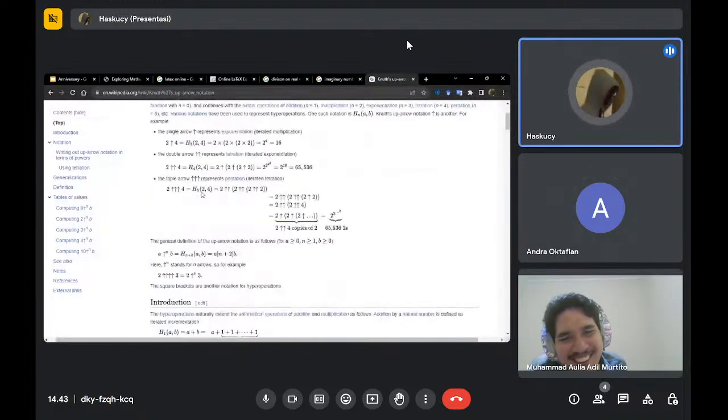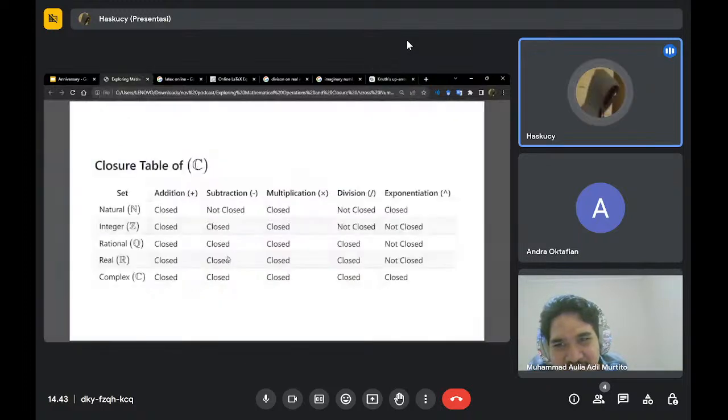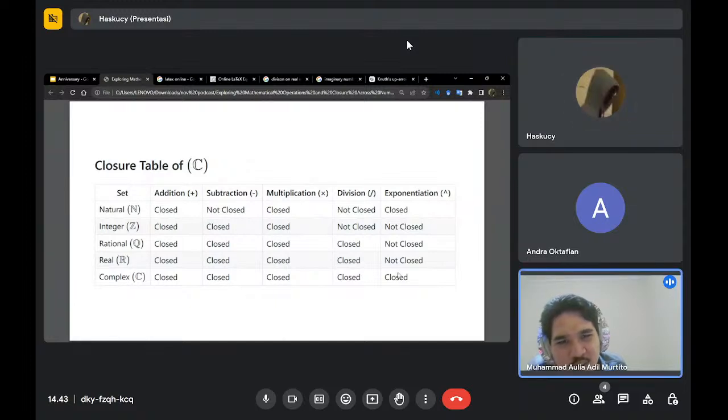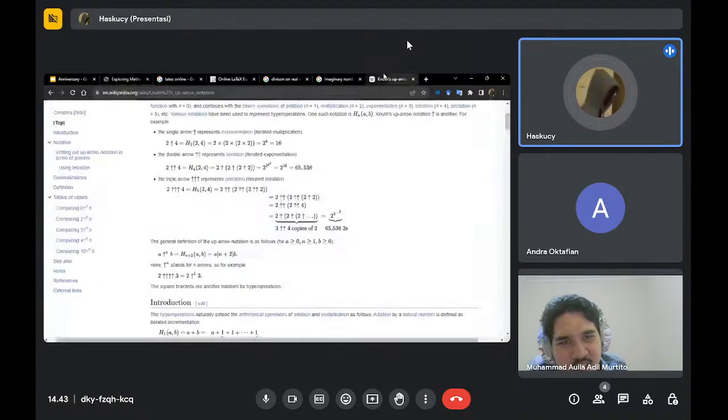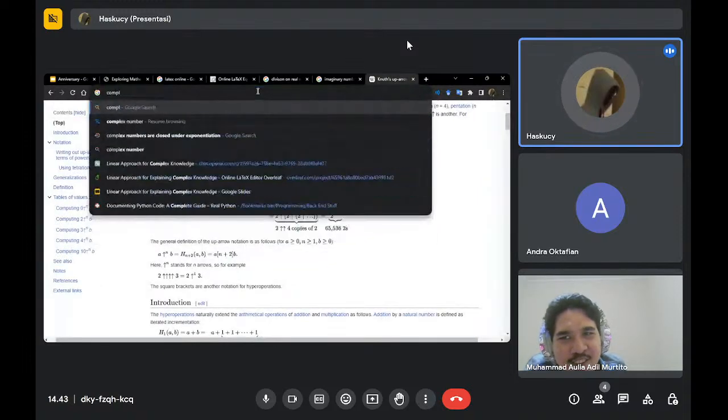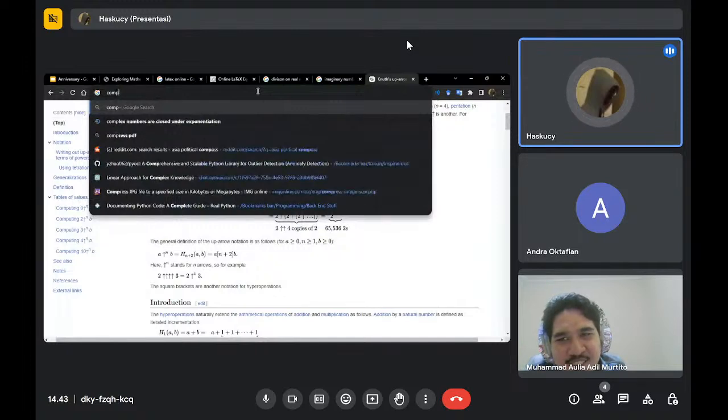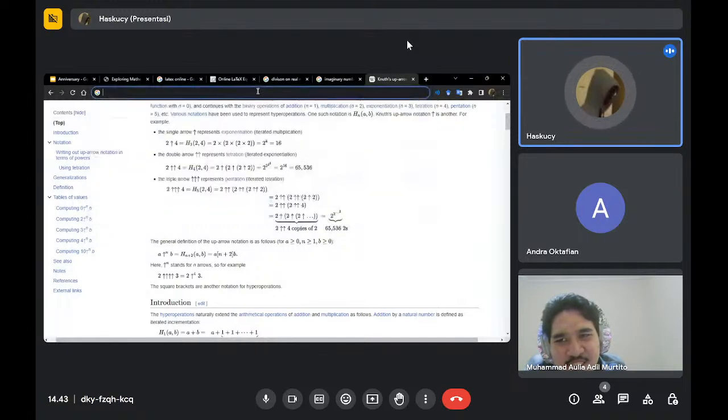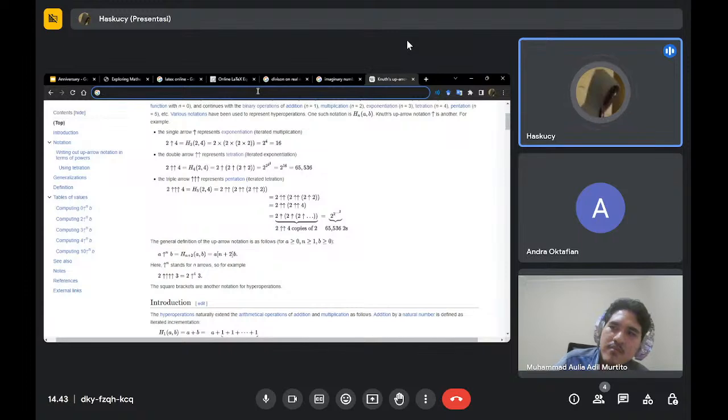Now, here's the problem. When you look at tetration, we actually don't know if it's closed or not. There's no proof yet. There is analytical continuation, a field of mathematics that tries to extend this. Sorry, it's not that it doesn't have a proof yet.